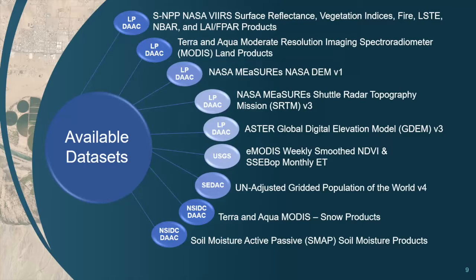From the USGS, we have a weekly smooth NDVI and CBOP monthly ET product. From the Socioeconomic Data and Applications Center or SEDAC, we have the United Nations Adjusted Gridded Population of the World or GPW version 4, and MODIS snow cover products from the National Snow and Ice Data Center. Also from the NSIDC, we have the Soil Moisture Active Passive or SMAP soil moisture products available.